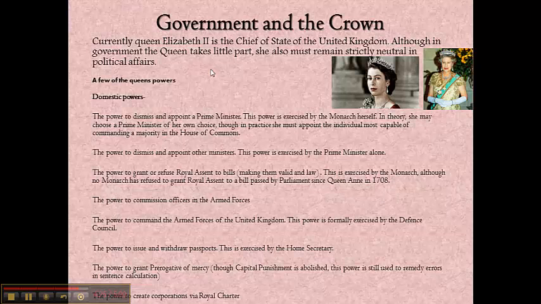So I wanted to go over a few of the Queen's powers because I thought this was very interesting. I couldn't fit them all, but here are a couple of her domestic powers.